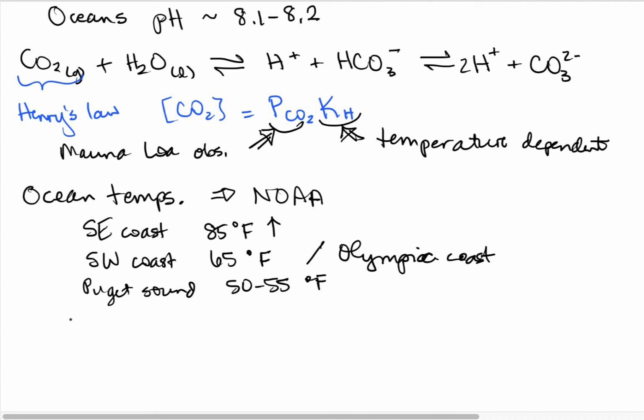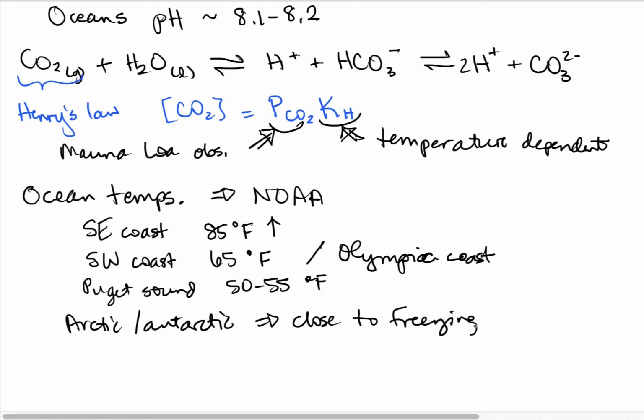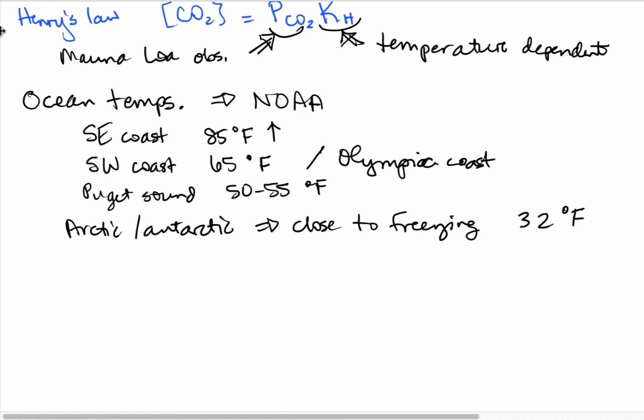But then if you look at the poles, so the Arctic and the Antarctic, these are going to stay closer to freezing, 0 degrees Celsius. Sorry, we're mixing our temperature degrees here. So if we think about how the Henry's law constant changed, we might remember that colder temperatures means that we have a higher concentration of our dissolved gas. And in this case, we're talking about carbon dioxide.